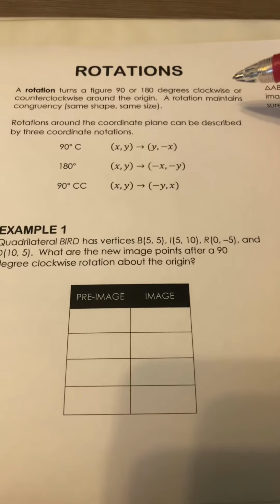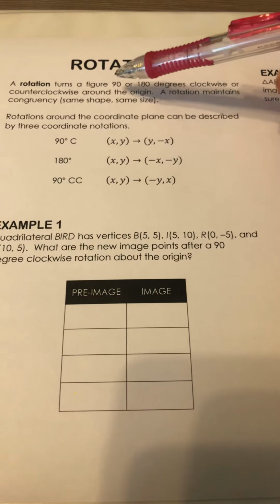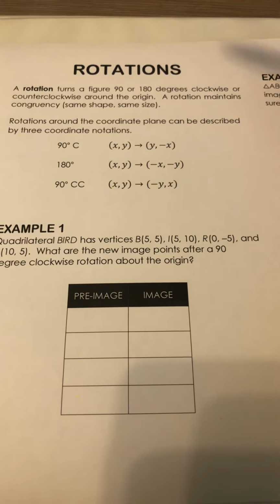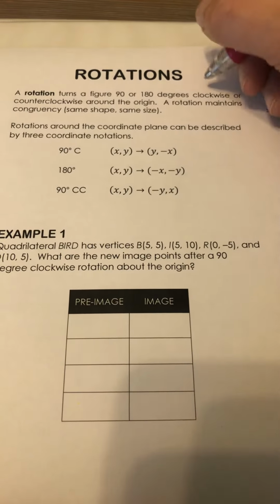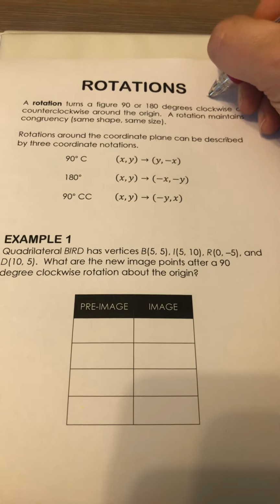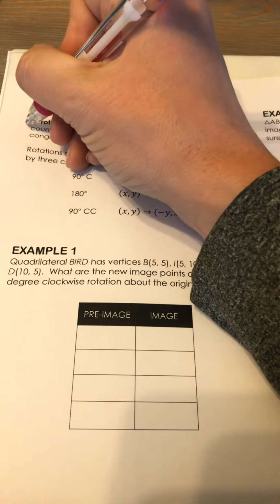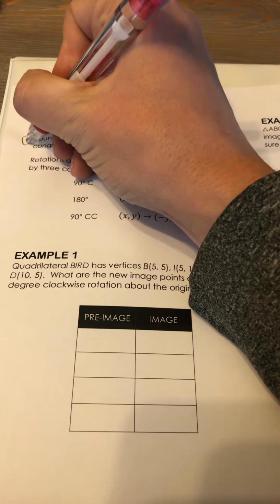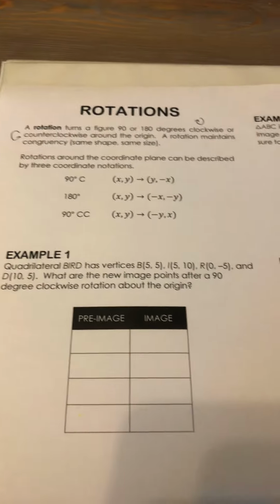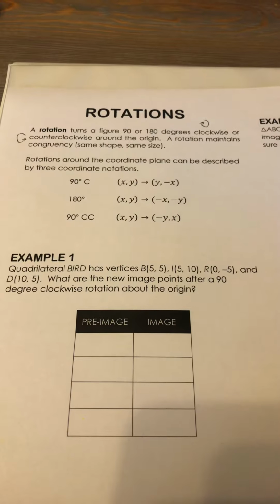For rotations, we're going to turn, and a lot of what we talk about in class is going 90 degrees or 180 degrees. And then we have clockwise. So a clock starts and it goes around. Or counterclockwise, so if a clock started going backwards, it would go like this, okay? So that's how you're going to turn your paper.